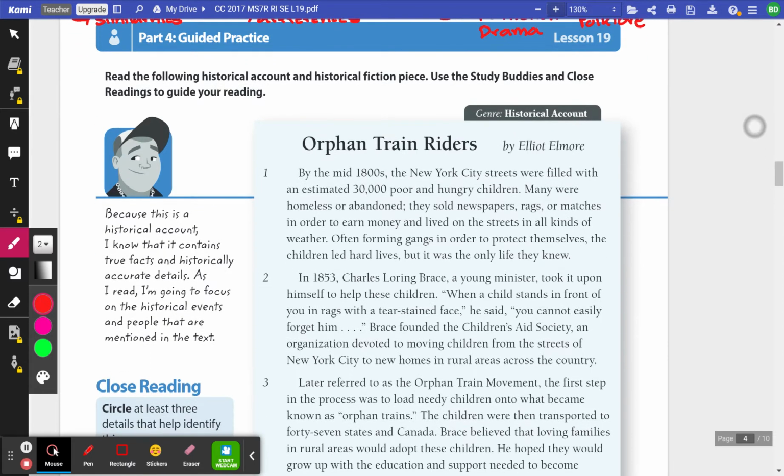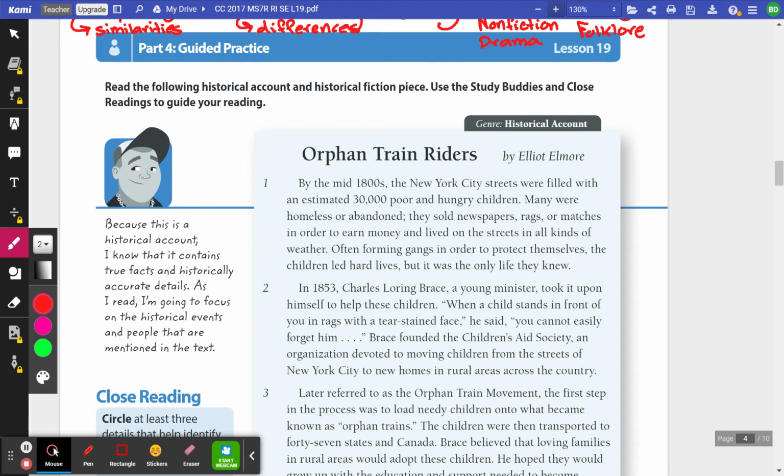Okay, so let's go ahead and look at our directions for part 4, our guided practice. The directions say read the following historical account and historical fiction piece. Use the study buddies and the close reading to guide your reading. Before we get started, I want to let you know that part 4 is going to be a little bit different than our usual part 4s. Instead of one passage to read, we have 2 passages to read.